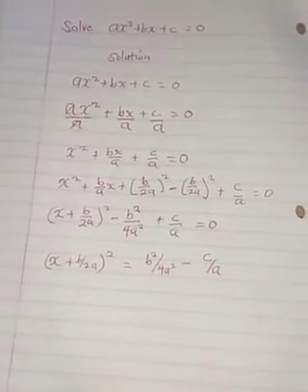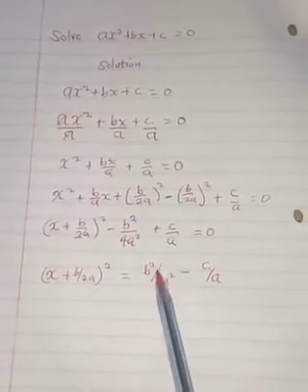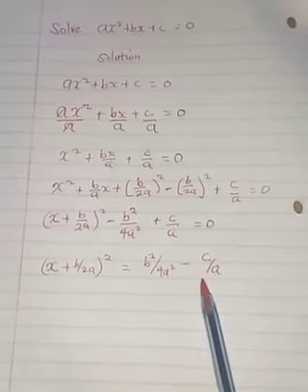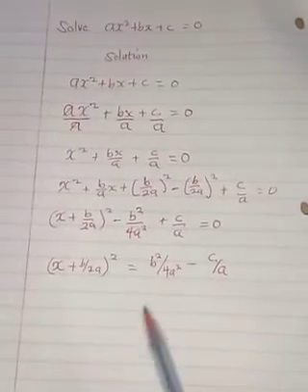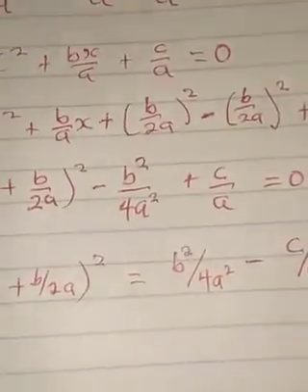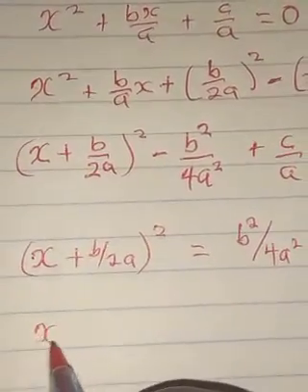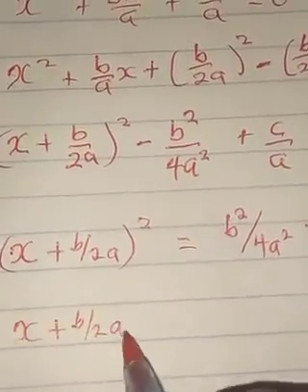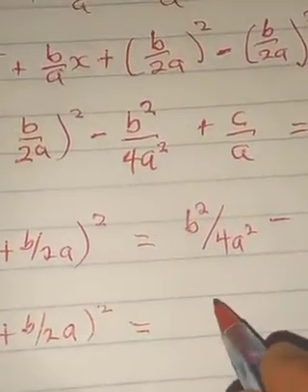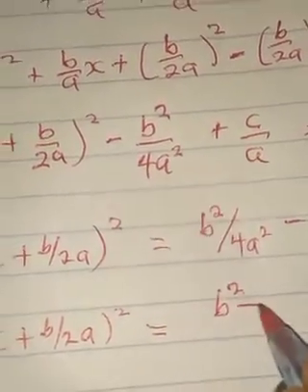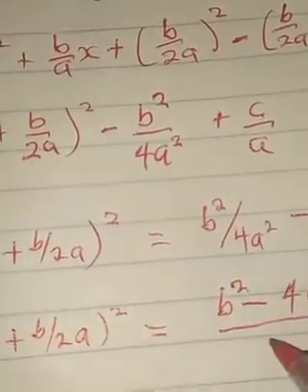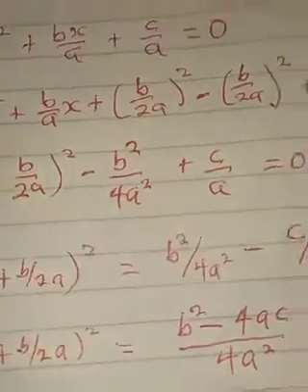Now let's express this one. When you express this, you are going to get LCM of 4a squared a. So when we express our left hand side, we are going to get x plus b over 2a all squared is equal to, when we express this one, we are going to get b squared minus 4ac all over 4a squared.